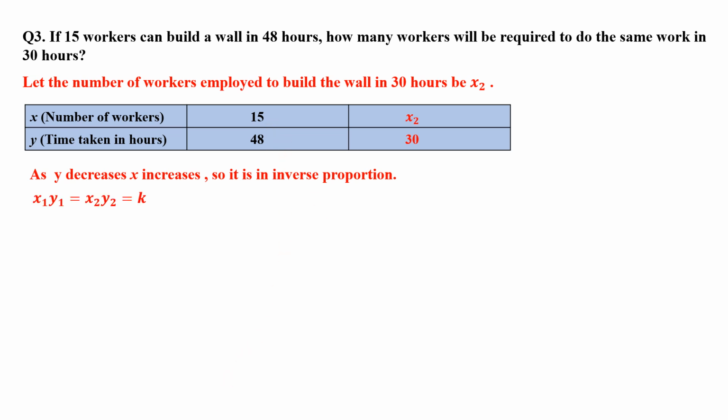So from here, I can write again 15 into 48 is equal to x2 into 30. And then to find the value of x2, 15 into 48, you have to divide by 30. So 15 times 1, 15 times 2, 48 divided by 2 is 24. So they need 24 workers to complete the job in 30 hours, isn't it?